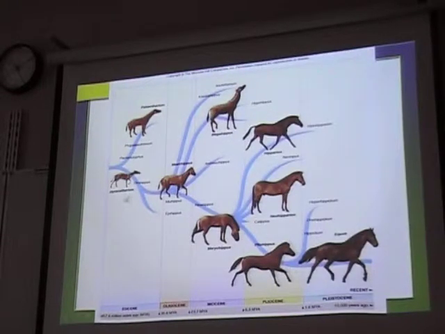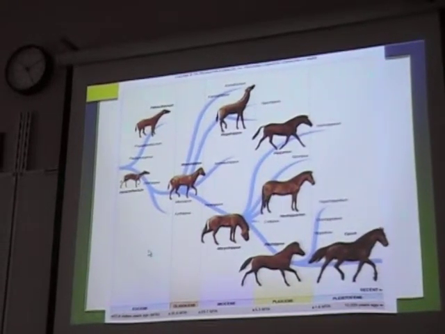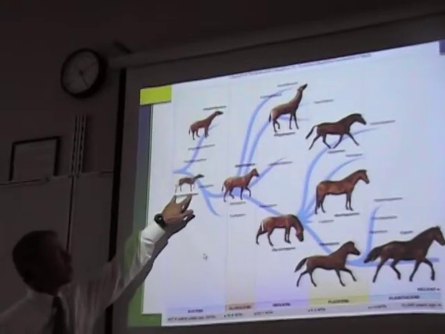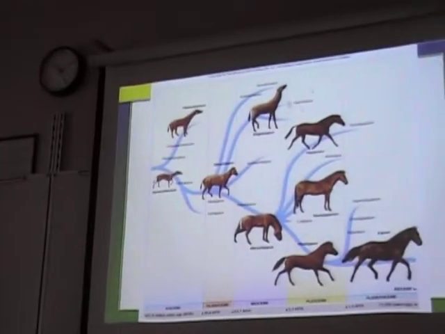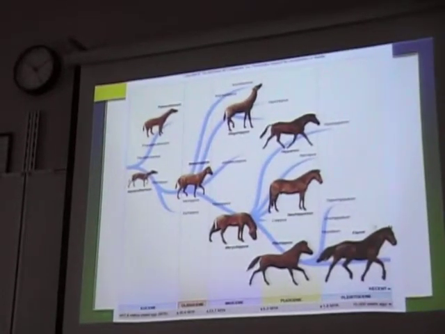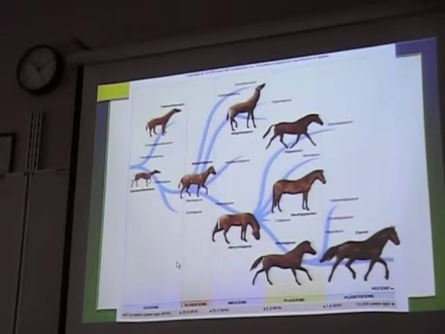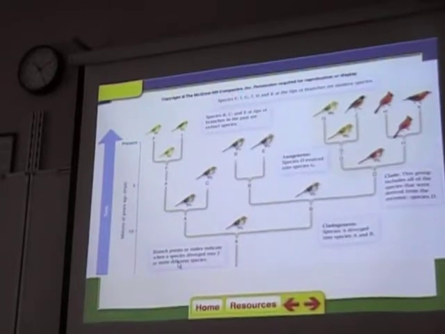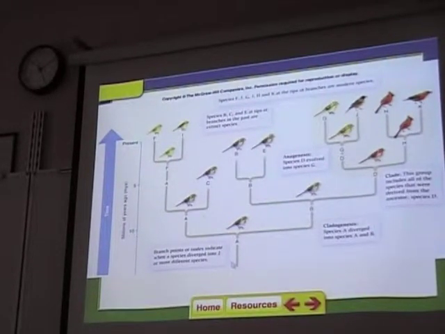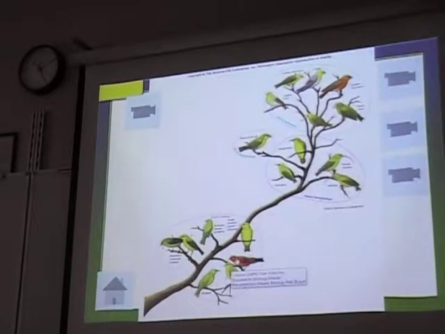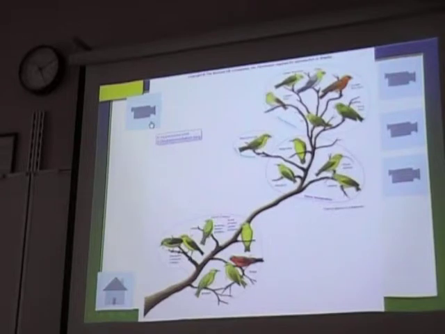And look at the evolution of the modern horse. It started from a very small horse-like creature called Hyracotherium about 60 million years ago. All these types have gone extinct. Only the modern horse made it to today. This shows the evolution of a bunch of different types of birds. This is the evolutionary tree of the Hawaiian honeycreepers.